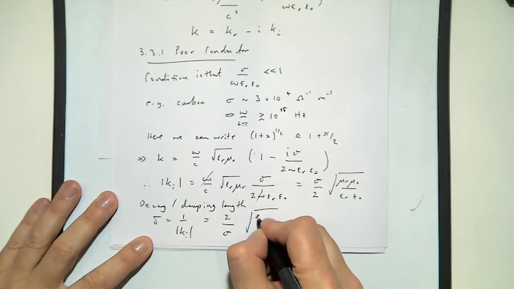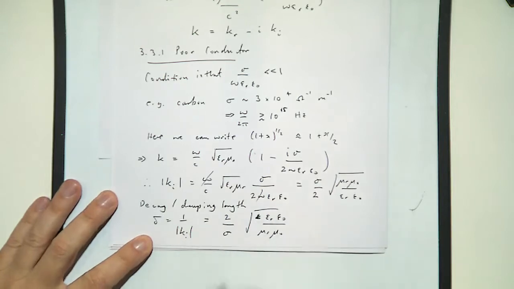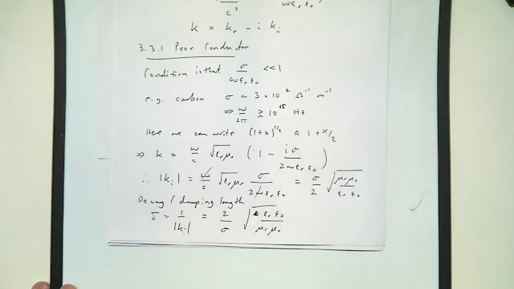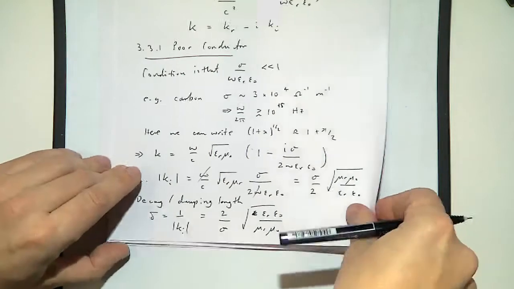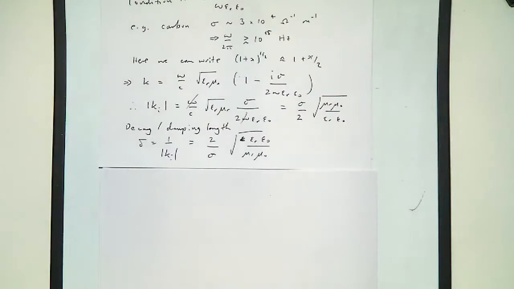Okay, so I've got it, we have epsilon naught over mu r, mu naught. So that's how far our electromagnetic wave will penetrate into a poor conductor like carbon. If I know the conductivity, I can work it out directly. So you should try it out for carbon, see how big it is.